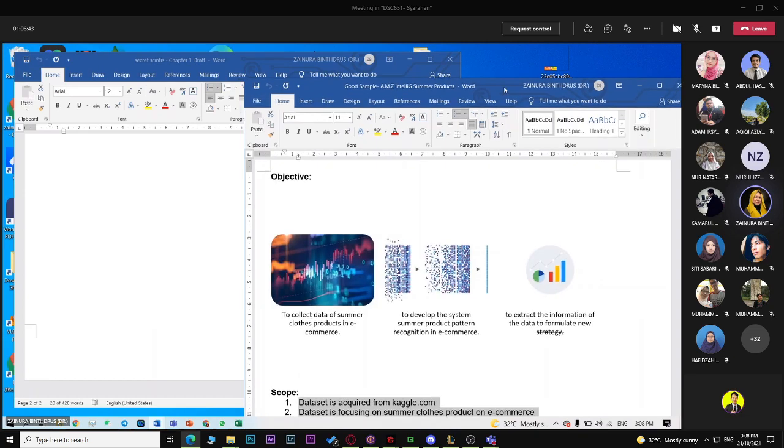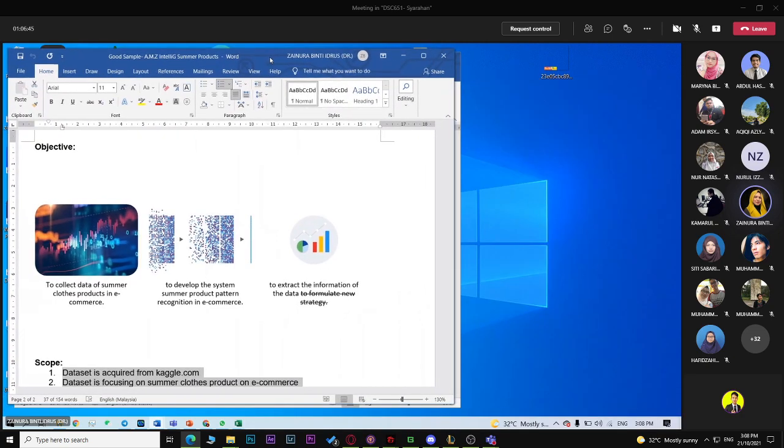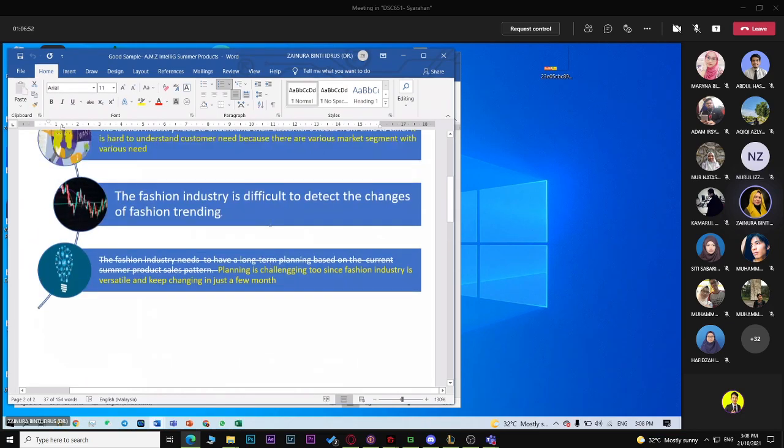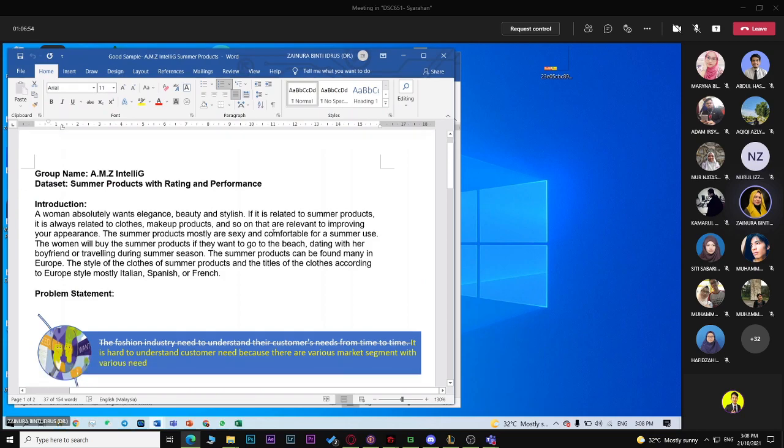So let's see this one. Ada show lah. The one that correct, like I say lah, from the report tu. That one correct. You refer to the report. And then this one I correct on the spot lah. I correct on the spot.